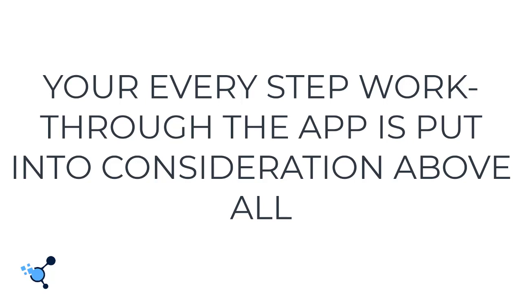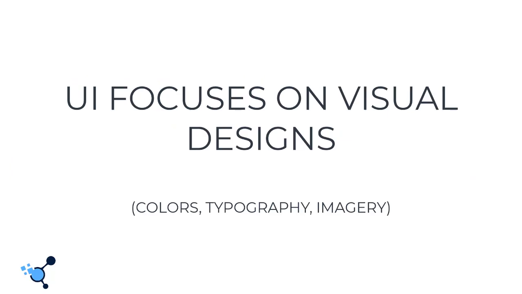And what are the key focuses of both parts? For the UI design, it focuses on visual designs, right? It focuses on what you can see. It includes the colors, the typography, the imagery, and its aim is to create visually appealing and consistent designs that align with the brand guidelines.